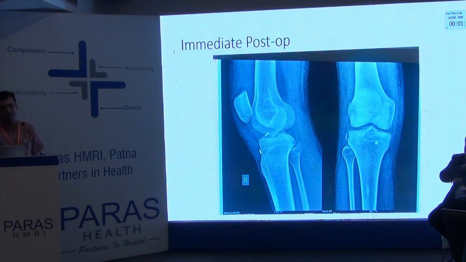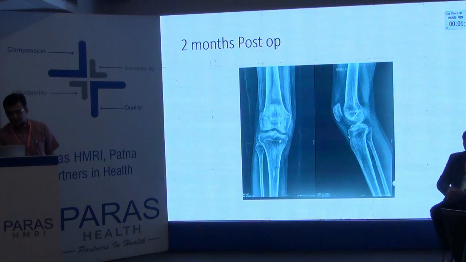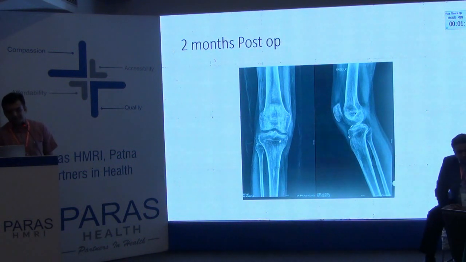Normally for all tibial spine avulsion fractures, we keep the patient in a brace locked in extension for almost 2 weeks, start partial weight bearing from 2 weeks and knee movement from 4 weeks. So this is the 2 months post-op follow-up.